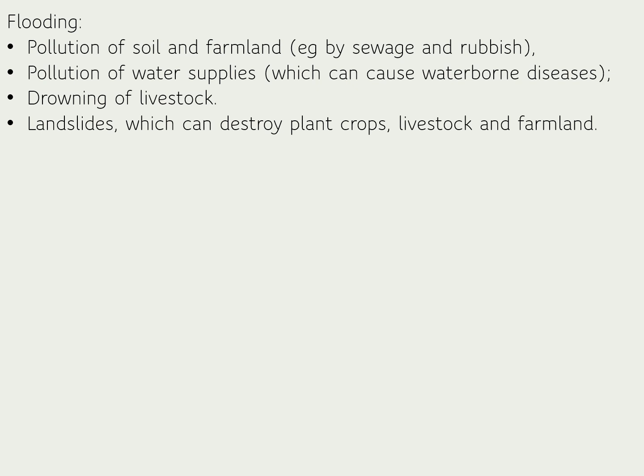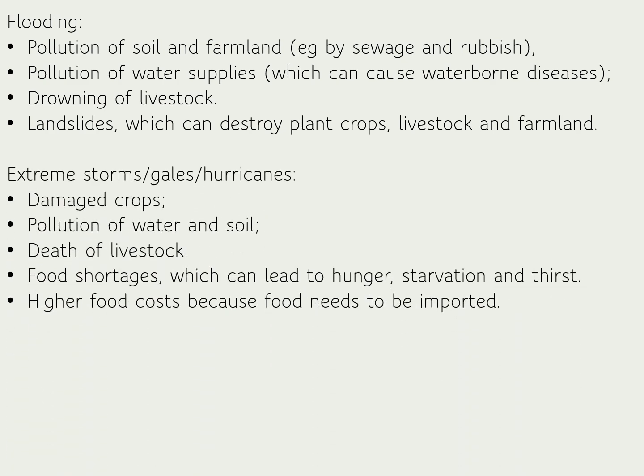Livestock can drown. Livestock covers farming of cattle and beef and sheep and lamb. And then there could also be landslides which destroy the plant crops, the livestock and the farmland. So flooding can have a devastating effect on our food supply. And we've encountered in recent years problems with food supply. Most recently, I believe that there is a shortage of bananas in Tesco's.